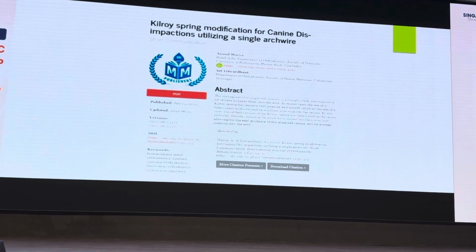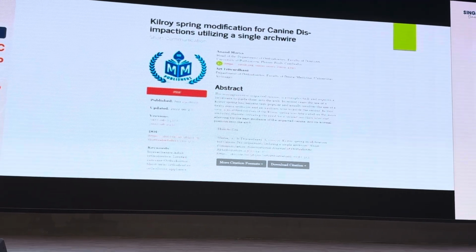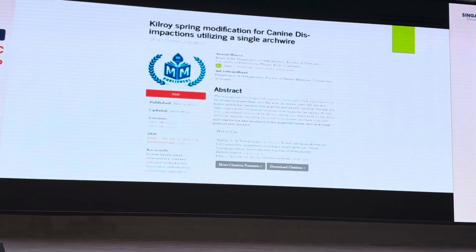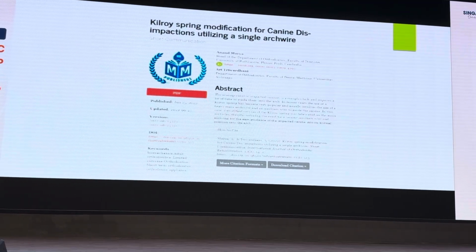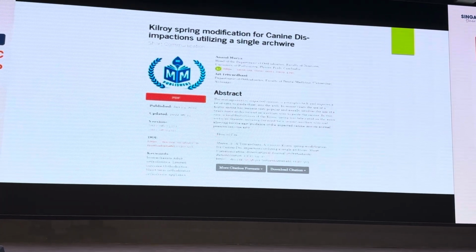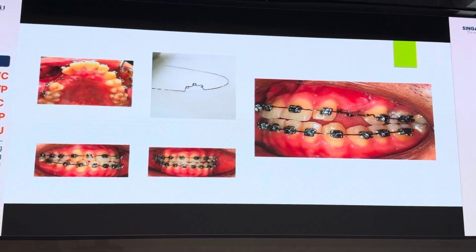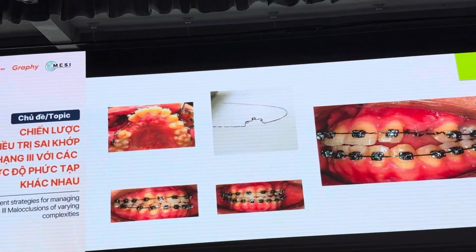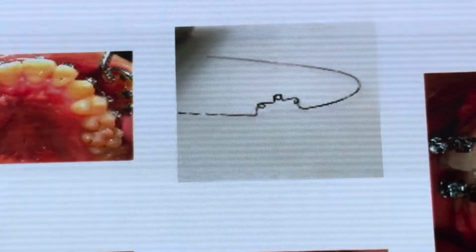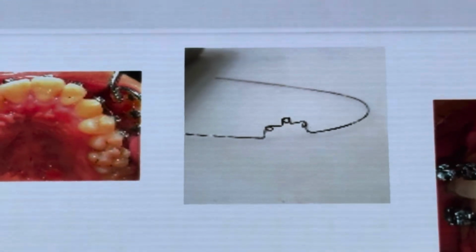Normally for a Kilroy spring, you can buy it commercially, we have lots of options like an isoglide, or you have to use auxiliary wires. We decided to just bend and make our own spring, which is what we developed. So we again developed a spring. This was our own design from our faculty.